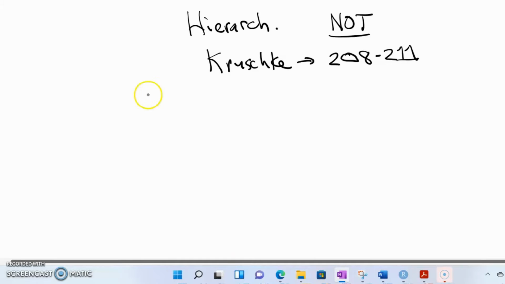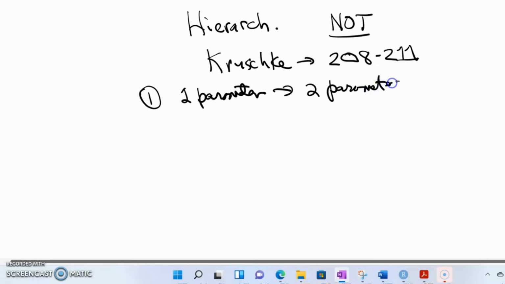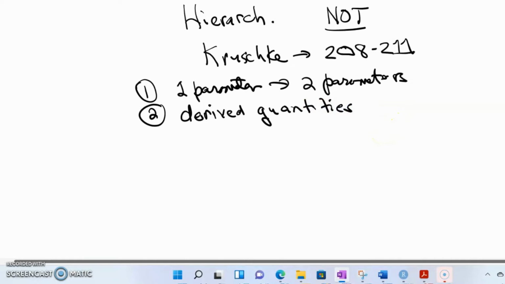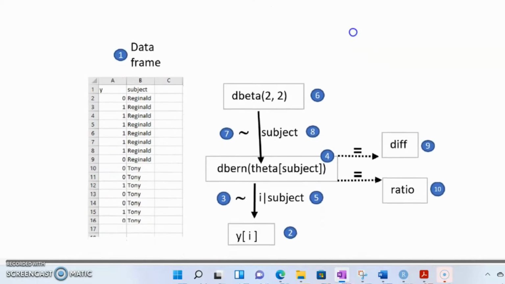So there's two main ideas I want to bring forward in this video. One is that last time when we ran our first program, we had one parameter. And now I want to think about having two parameters. And secondly, I want to bring forward this idea of derived quantities or derived parameters.